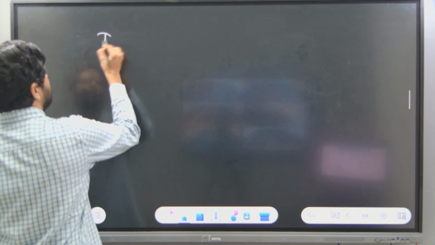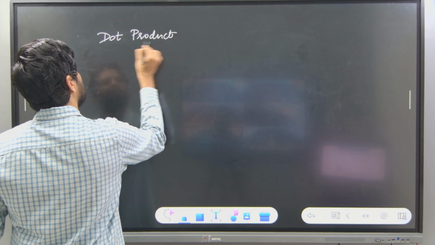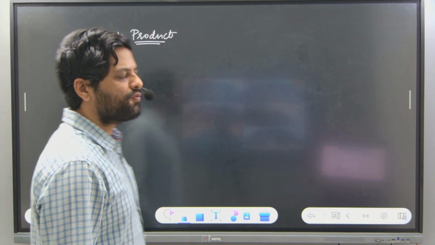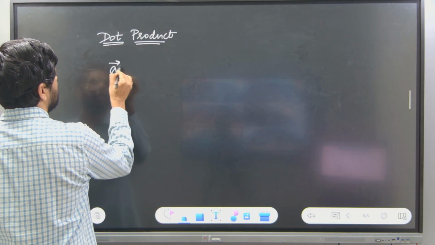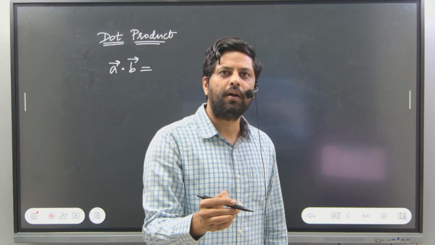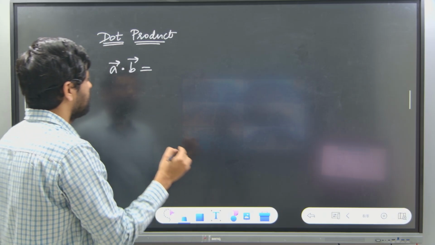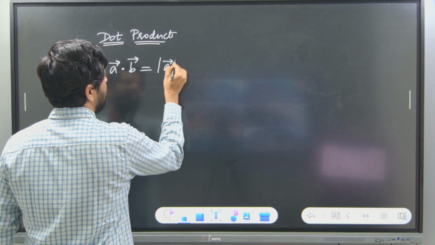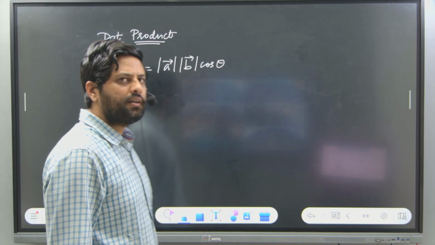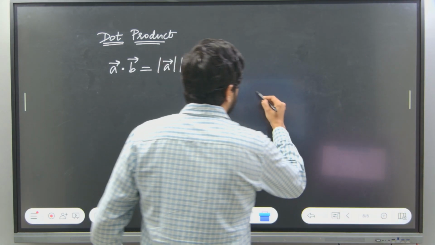So in today's class we will be studying about the dot product of two vectors. I think the dot product is done. What is the formula for dot product? If I have two vectors A dot B, what is the formula going to be? Yes, it's going to be magnitude of A into magnitude of B into cos theta. What is theta here? It is the angle between the two vectors.